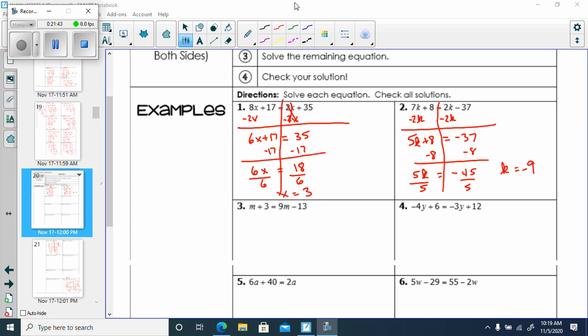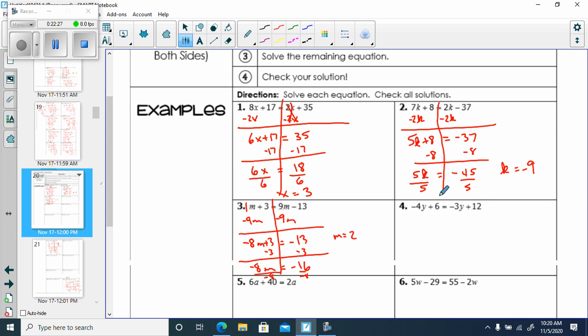For number 3, m plus 3 is equal to 9m minus 13. I want all the variables on this side and all the numbers on this side. I'm going to subtract 9m from both sides. Remember, if there's nothing in front of this, this is 1m. So 1m minus 9m is negative 8m, plus 3 is negative 13. To get this 3 away from here, I'd subtract 3 from this side, and what I do to one side, I do to the other. I now have negative 8m equals negative 16. Let's divide both sides by negative 8, and I get m is 2.